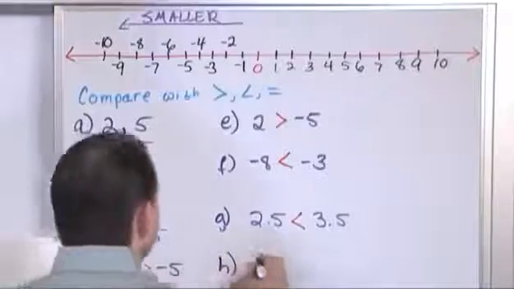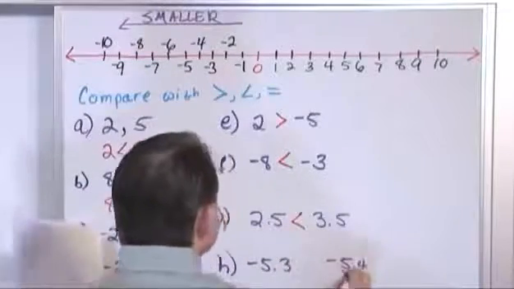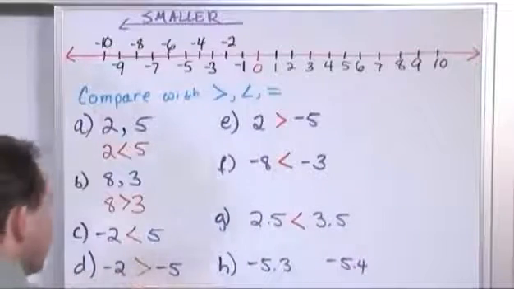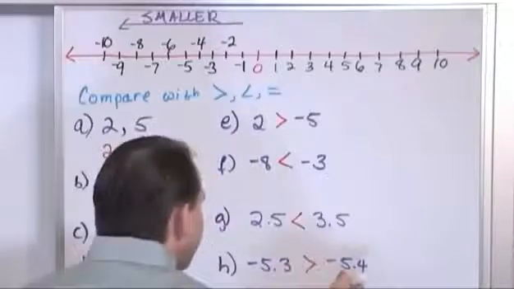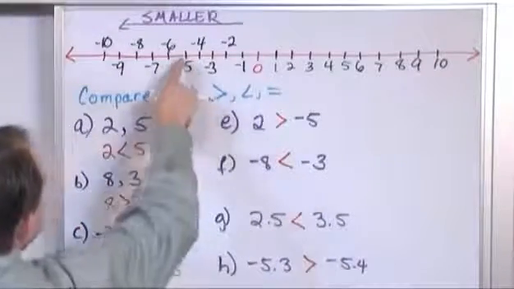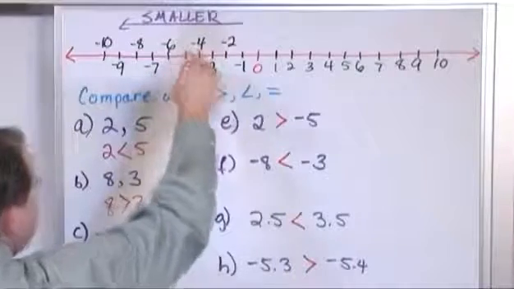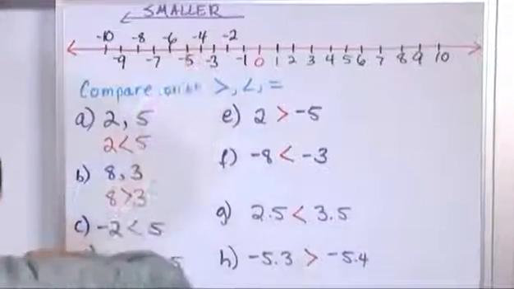H, negative 5.3, negative 5.4. You always point to the smaller number. And in this case, again, it's a little bit tricky. The smaller number is the bigger negative number. So if you look at it, this is actually the smaller number. This negative 5.3 would be here, and negative 5.4 would be a little bit farther over.